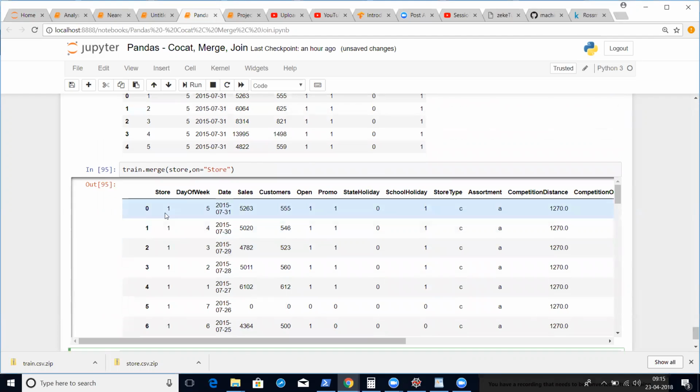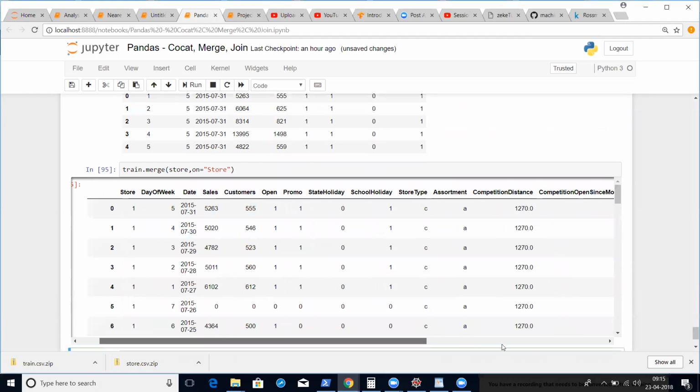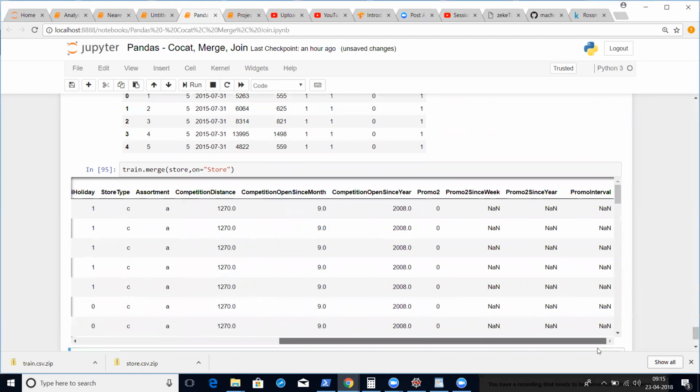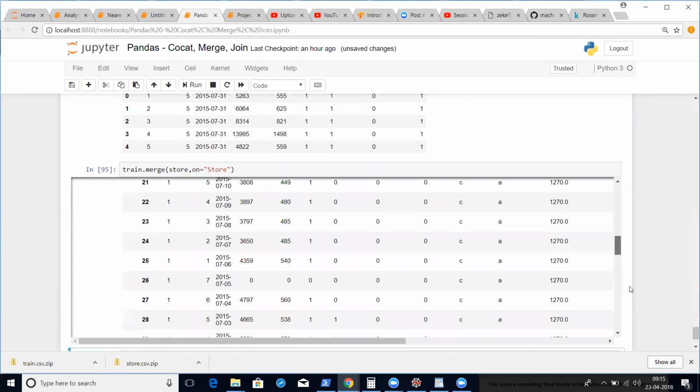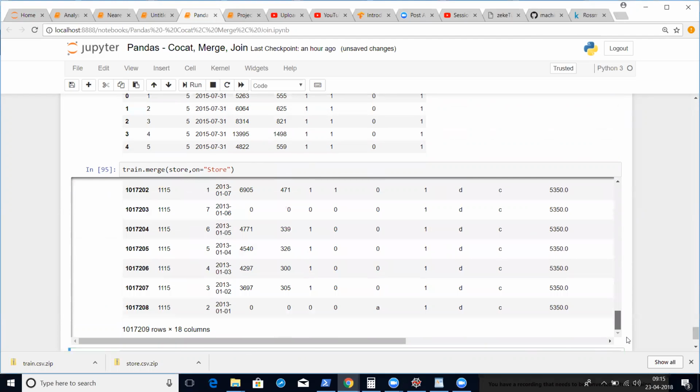And you can see for one store there is a lot of sales data, right? Everyday sales data. And for each store you also have its property differences, and for each store you have all the information. It's a huge data. Like, how much is it? 10 lakh.